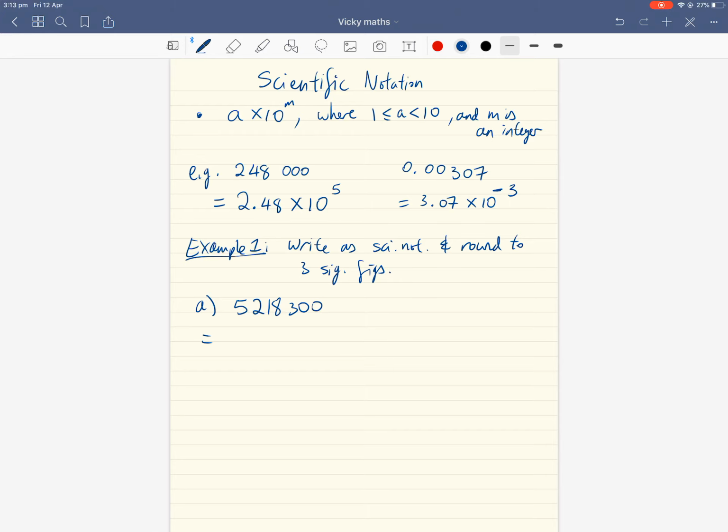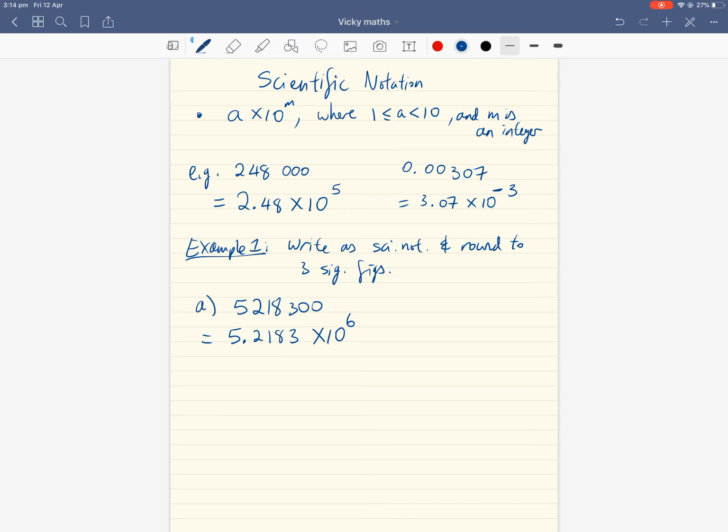As a decimal, we want a number between 1 and 10. So let's make it 5.2183, the non-zero numbers. Then we need to multiply it by 10 to the something. Well, what is that something? How many times do we need to hop to get to 5.2? 1, 2, 3, 4, 5, 6. 6 times. So it will be times 10 to the power of 6.